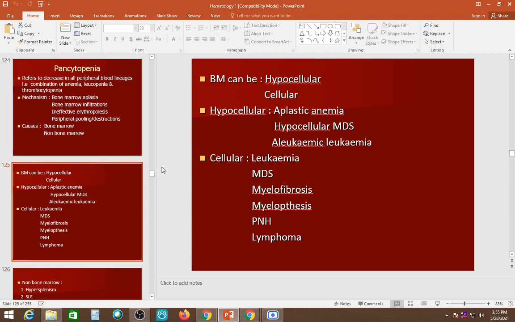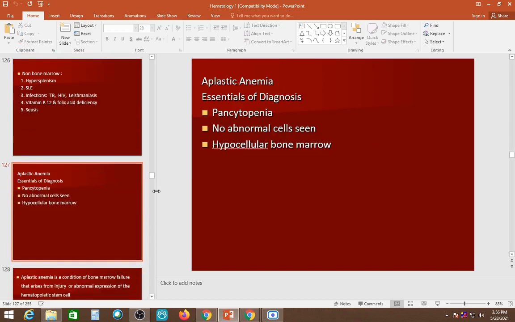So, long question on pancytopenia as well as aplastic anemia. They might ask you, what are the causes of pancytopenia, and what are the clinical features and the management of aplastic anemia? It will come like that. It might come, what are the causes of pancytopenia, and they'll ask you regarding aplastic anemia, the clinical features and the management.